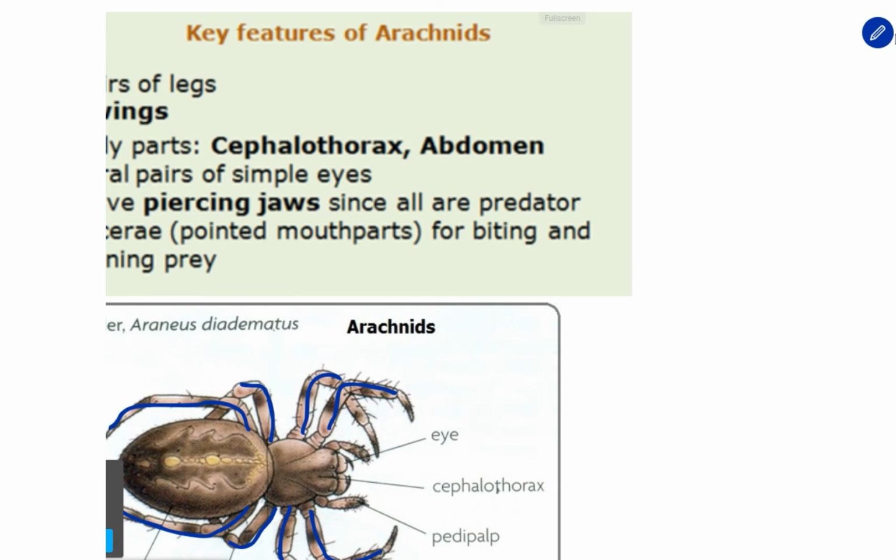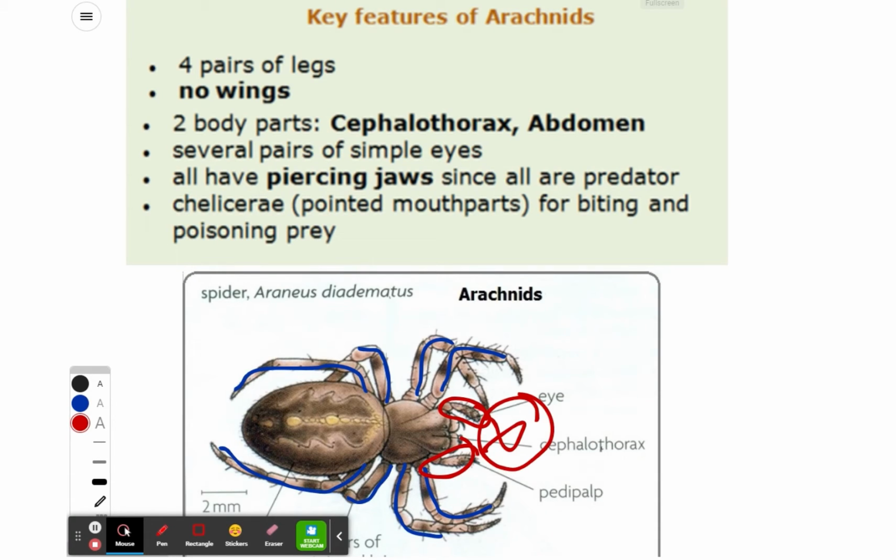One of the biggest mistakes students make: this is also a pair of legs. Who says no? It's a big no. So remember, 4 pairs of legs. Now, no wings. So no wings, remember, okay?